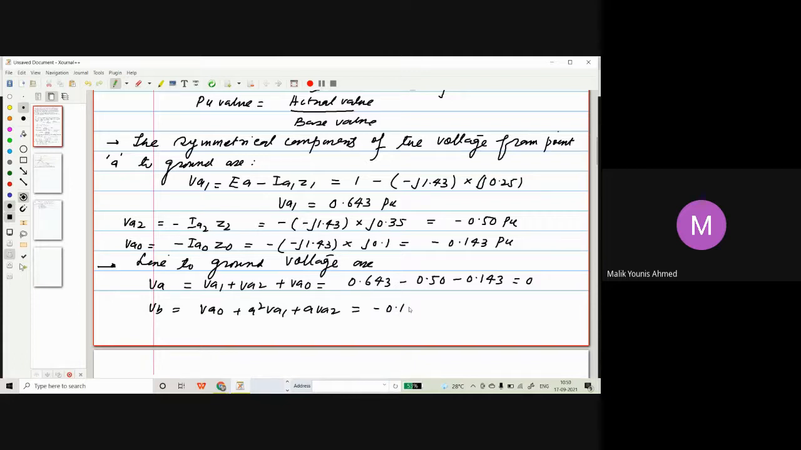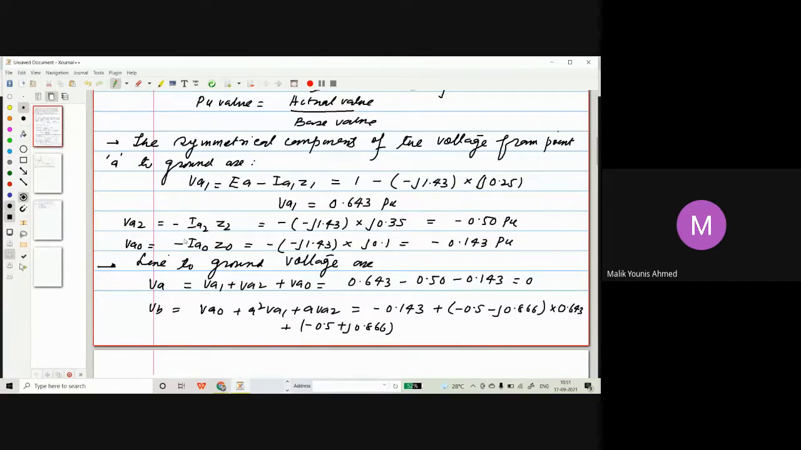Minus 0.143 plus a square. You can write it as a polar value or a rectangular value. a square in rectangular form is minus 0.5 minus j 0.866, or you can write 1 at an angle of 240 degrees, into VA1. VA1 is 0.643. Then we have a square, which is minus 0.5 minus j 0.866. You have to memorize this rectangular as well as polar a value.